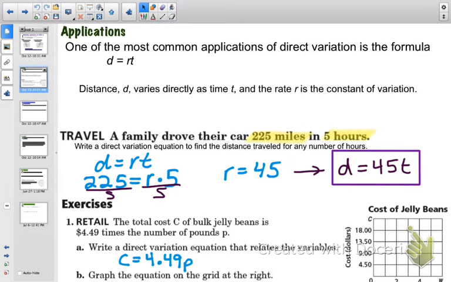So if we're graphing that equation on the grid on the right, we'll start with, well, what happens if we buy nothing? We don't pay anything, 0, 0. And then when we plug in 1 for p, we get $4.49, which is about $4.50, and it's going to increase by the same amount every time. And this is direct variation because that y-intercept is 0.